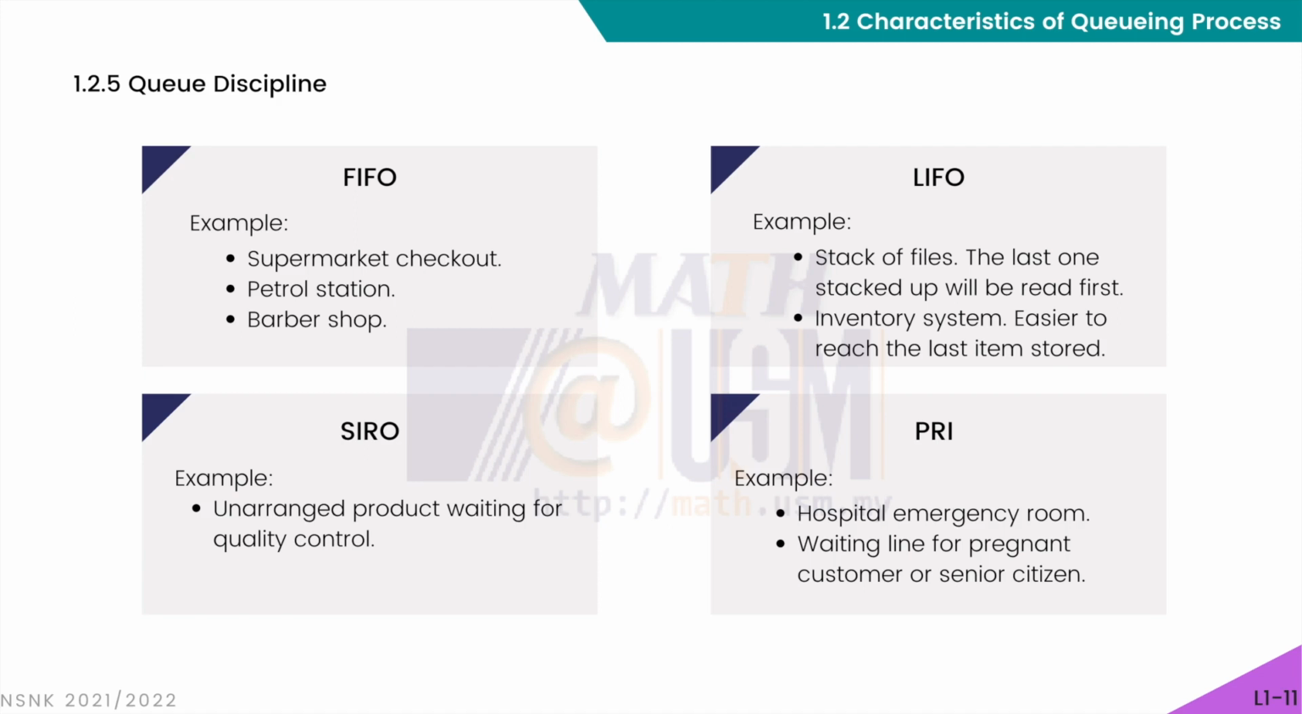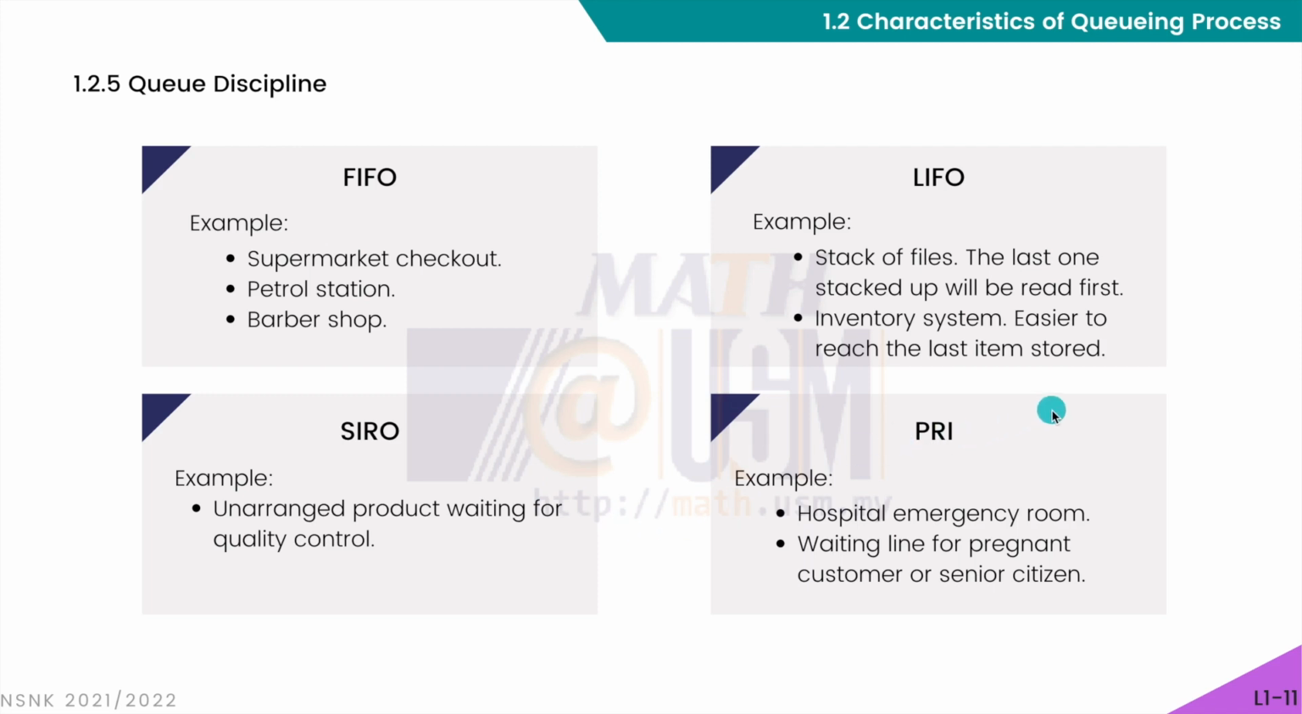The second type of queue discipline is last in, first out. For example, a stack of files, where the last one stacked up will be read first, and it can also be in an inventory system. The third type is service in random order. For example, you have a batch of products waiting for quality control, and they will be checked in random order. It is not arranged in any way, so the person in charge of quality control will just take whichever is closer to them without knowing which product was completed first.